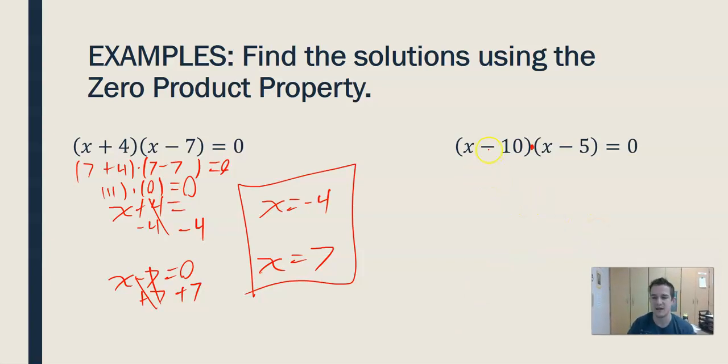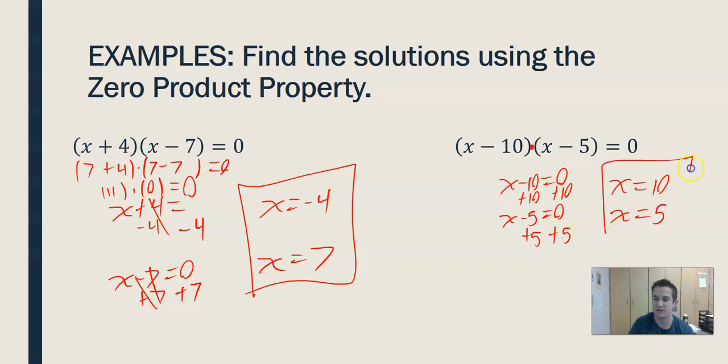Let's do the same thing here. If I have these two terms being multiplied together, that means one of those terms, or both, has to be equal to 0. So x minus 10 has to be equal to 0, and/or x minus 5 has to be equal to 0. I can go ahead and add 10 on both sides, and I get x equals 10. I'm going to add 5 on both sides, and I'm going to get x equals 5. So in this case, those are my two solutions, or my two zeros, for this quadratic function.